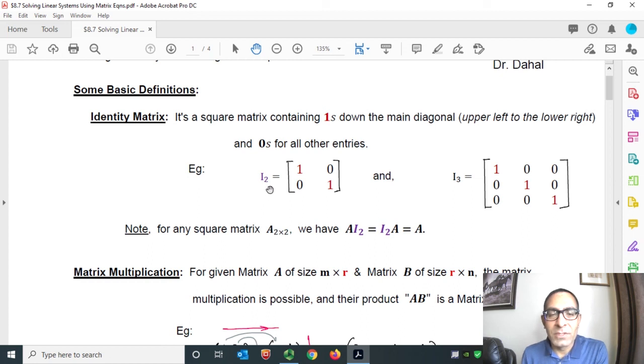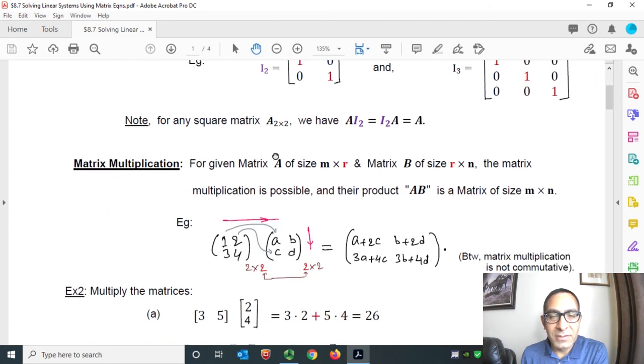Sometimes this is also written as I with the subscript 2 by 2. Similarly, the 3 by 3 identity matrix is here. The diagonal elements are 1s and all other entries are 0s. Note, for any square matrix A of size 2 by 2, we have A times identity matrix equals I times matrix A equals the matrix itself.